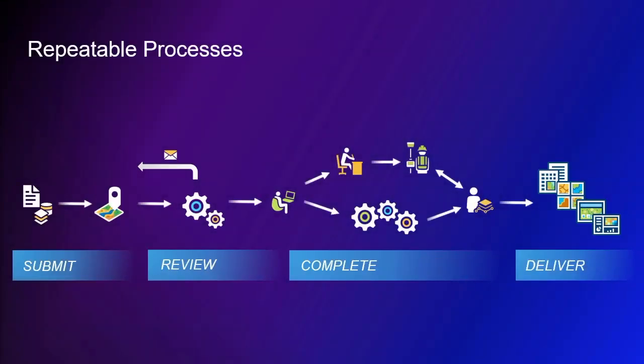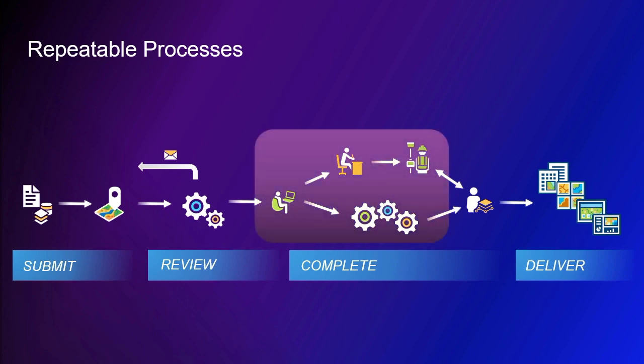Repeatable processes tend to follow this simple 4-stage pattern where work is submitted, the submission is reviewed, it's completed, and the results are delivered. The steps to perform this work may be on the web or in desktop, they may occur in a distributed work environment, or they may include a mixture of automated activities. They may use different people with different levels of training and understanding and different software products.